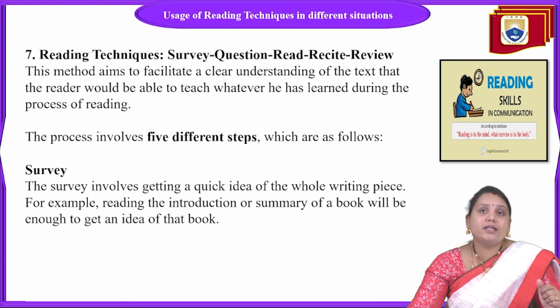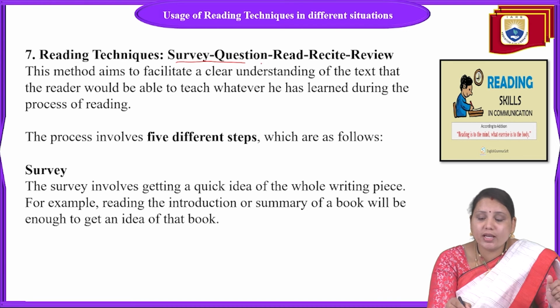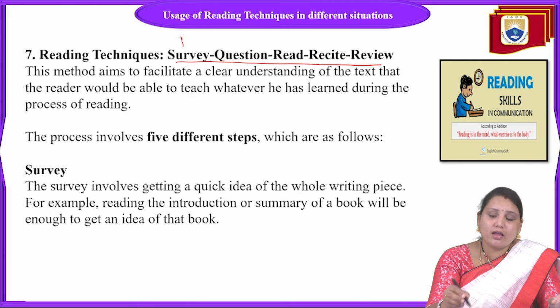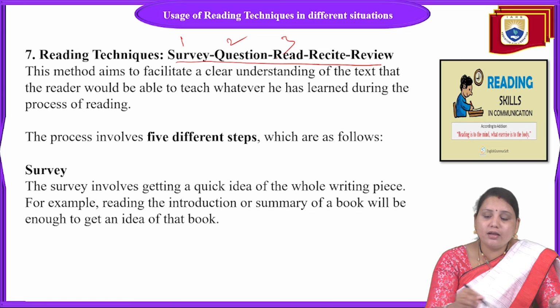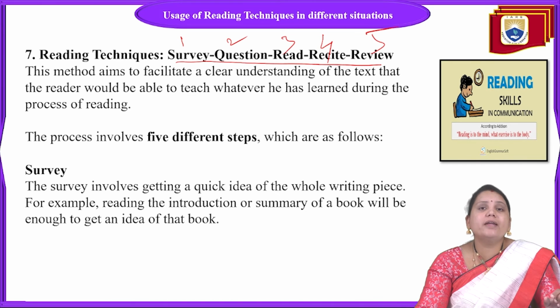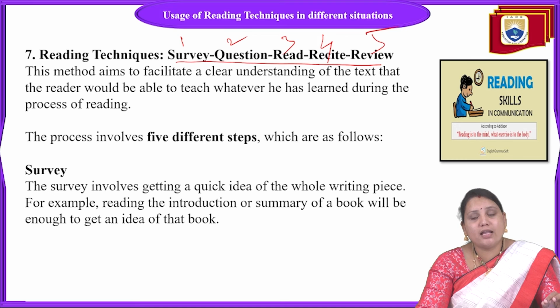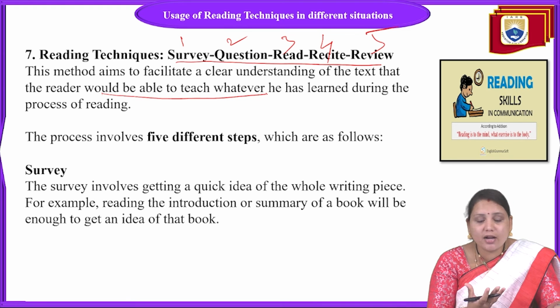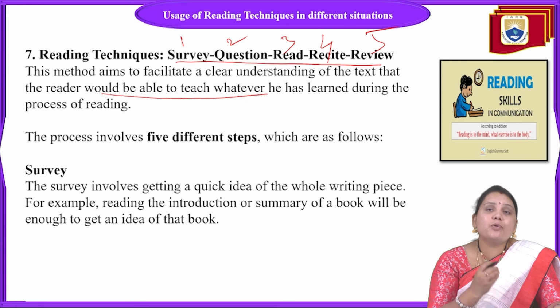Then comes reading technique: survey, question, read, recite, review. All the 5 points: survey, question, read, recite, review. All these 5 points are covered under this text. The method aims to facilitate a clear understanding of the text, that the reader would be able to teach whatever he has learned during the process of reading. This process happens in 5 different steps. How is that we are going to do this reading technique?